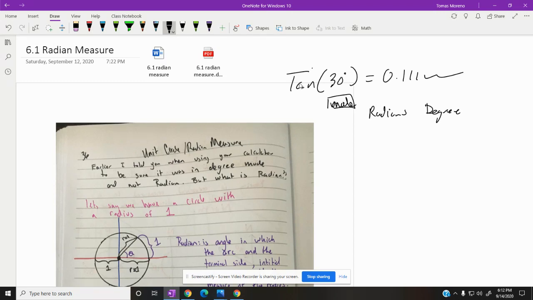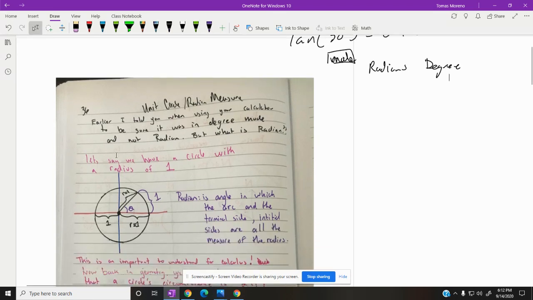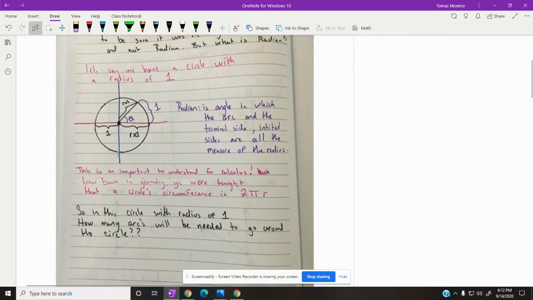But because there was this confusion, I wanted to talk about radians, because this is another way of measuring in math and in trig. So I'm gonna do my best at explaining this. Okay, so a radian. So this is what we have.